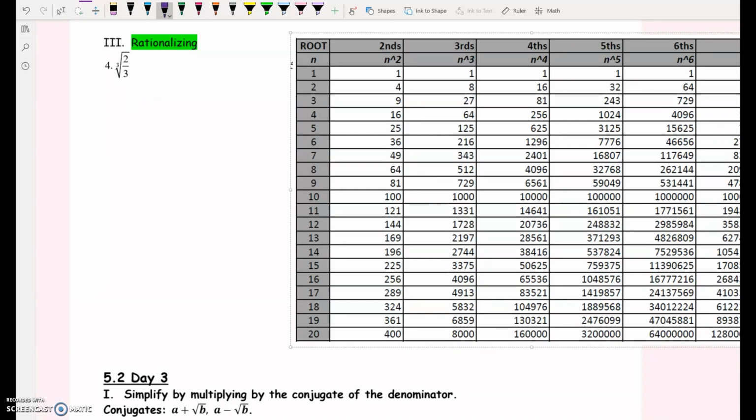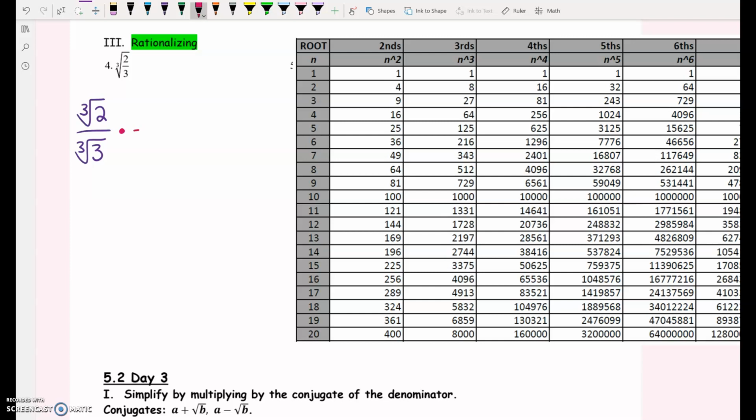Next up is rationalizing the denominator. The third root of 2/3 is the third root of 2 over the third root of 3. The problem with this is we can't have a radical on the bottom. Do you remember that from square roots? Radicals on the bottom are bad. We need to get rid of the radical on the bottom. So here's what we're going to do.